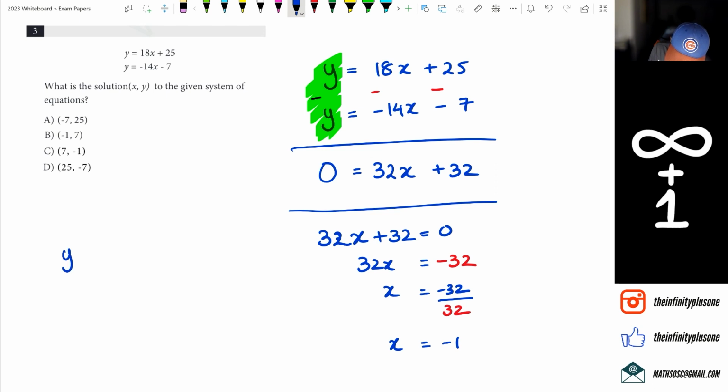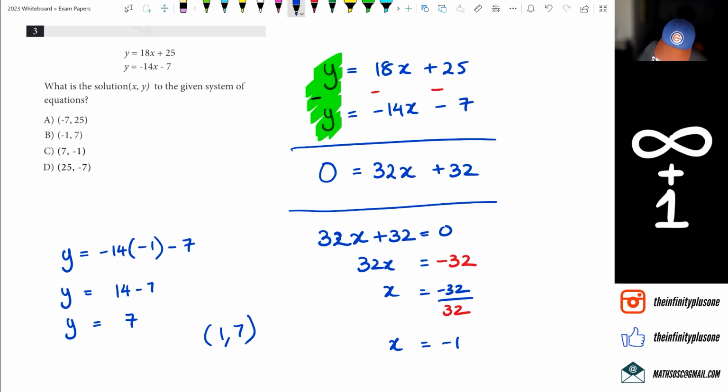So we're going to go y is equal to negative 14 multiplied by negative 1 minus 7. Now guys, it doesn't matter which equation you put that negative 1 in. Theoretically, it should work out with both of them. So I've got positive 14 minus 7. So y is equal to positive 7, and my coordinate, or solution, is negative 1, 7, which is option B. And lo and behold, the answer schedule says it's good to go. We're right with that one.